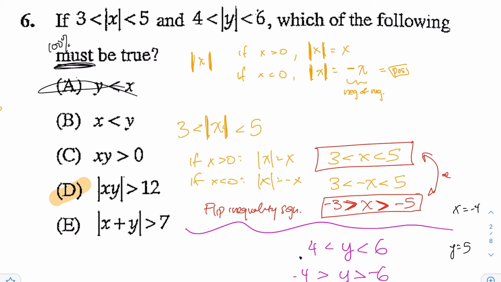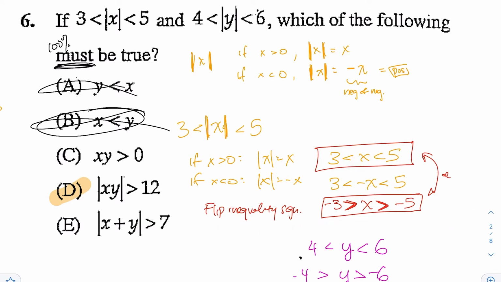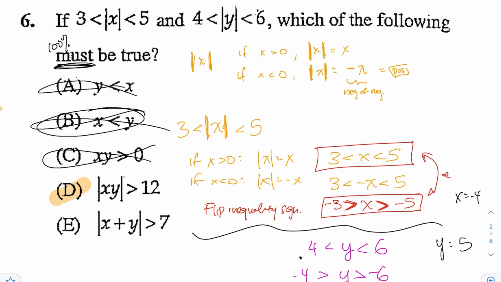For choice B, it's the same idea. Also wrong, because x doesn't have to be less than y. x could actually be positive, y could be negative. Now, choice C says that if you multiply both of them together, it has to be positive. Again, that's not true, because if x is -4, over here, y could be, let's say, positive 5, and a positive times a negative number is negative. That would eliminate choice C.